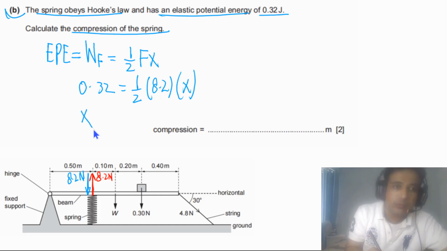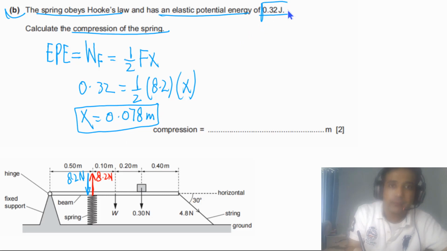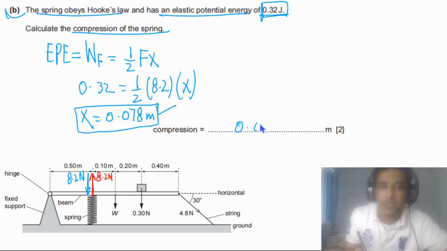If we solve this for x, it will be equal to 0.078 meters up to 2 SF, because the raw data in this question is up to 2 SF. So the final answer also should be equal to 2 SF. So this is how we can answer this part of the question.